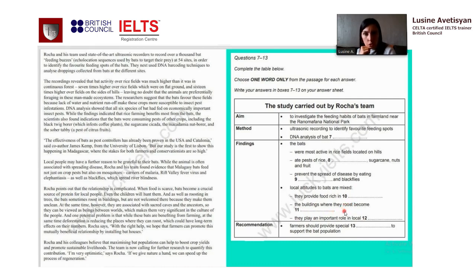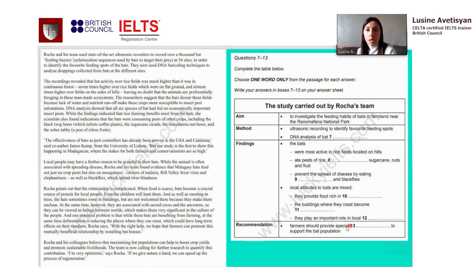The buildings where they roost become, so let's see the word roost to help us. Roost. So even the children will hunt them, as well as roosting in the trees. We are not speaking about the trees, but we are speaking about homes. The bats sometimes roost in buildings, but are not welcome there because they make them unclean. What is them? Again, referring to pronouns. Make the buildings unclean. The buildings where they roost become unclean. They play an important role in local what?